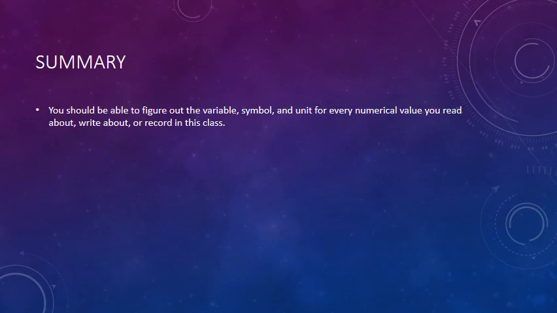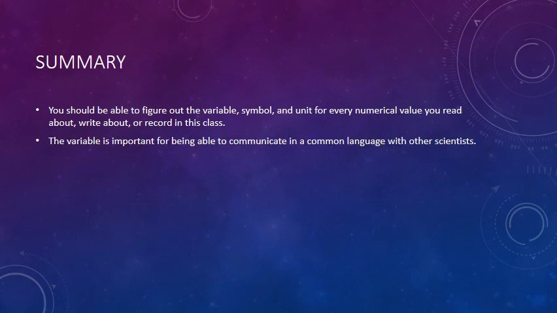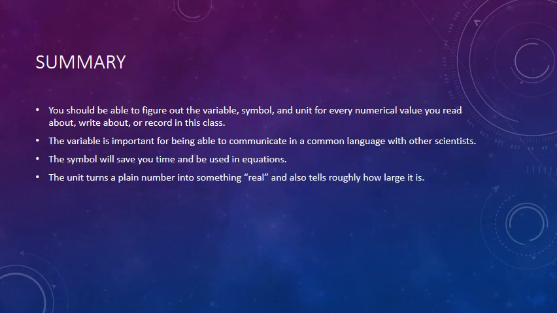Every lecture will end with a short summary, which is the takeaway points that I want to make sure that everybody gets. In this case, you should be able to figure out the variable, the symbol, and the unit for every number that you encounter in this class. The variable is going to be important because we want to have a common language that other scientists and your teacher and your peers can understand. The symbol that you use is just a nice shortcut, and we'll be using those in equations. And the unit takes a plain old number and turns it into a real object. It also tells you roughly how big or small it is.